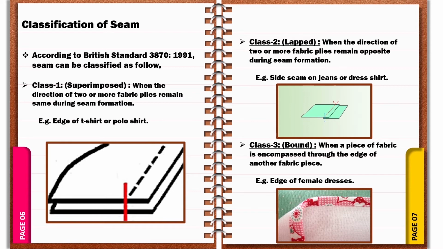Our class 3 seam is bound seam. Here, this is a fabric piece and this is another fabric piece, and this fabric piece has been encompassed through the edges of this fabric. So this type of seam is called bound seam.